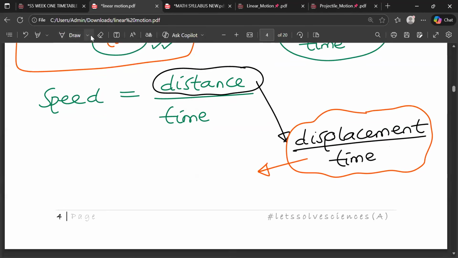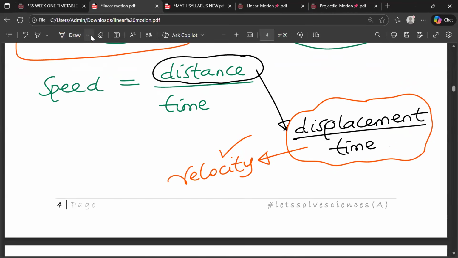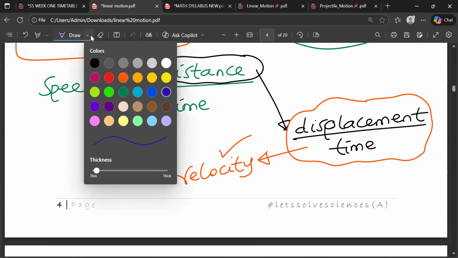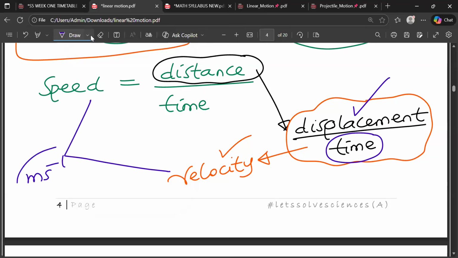So this is velocity, while speed is the one of distance over time. If you're defining velocity, you either say it is the change in displacement with respect to time, or you simply say it is the rate of change of displacement. In math, we don't define, but understand the formulae. Both of them, you like it or not, are measured in meters per second.